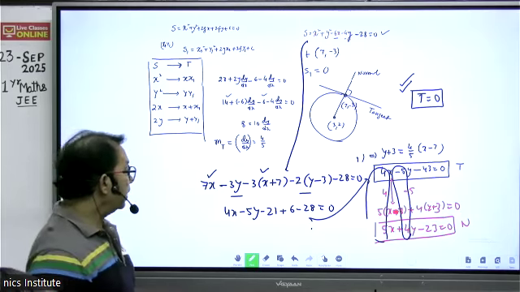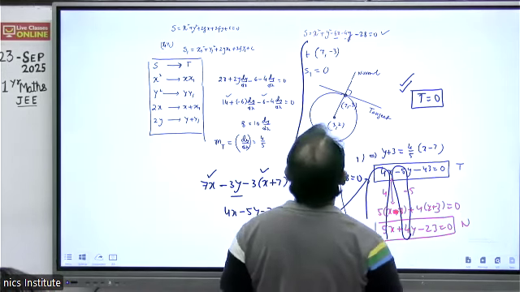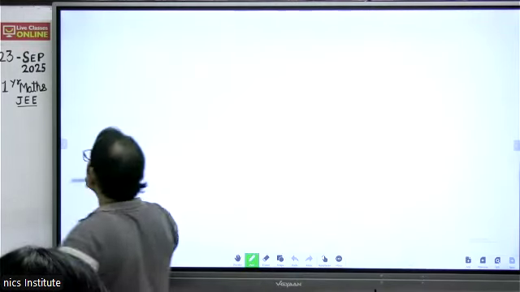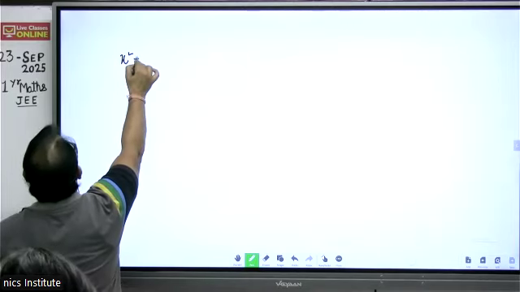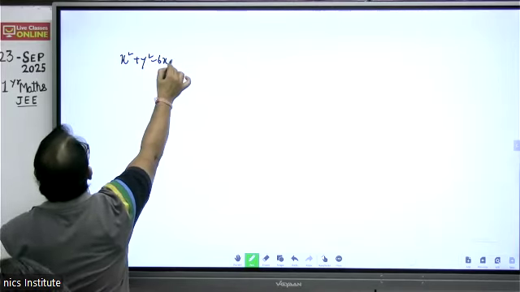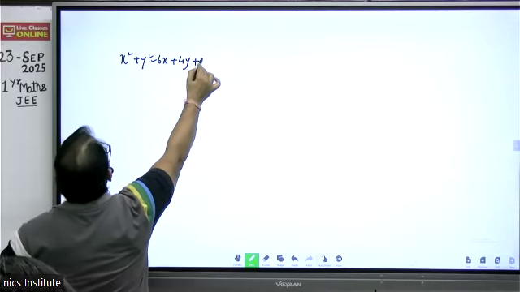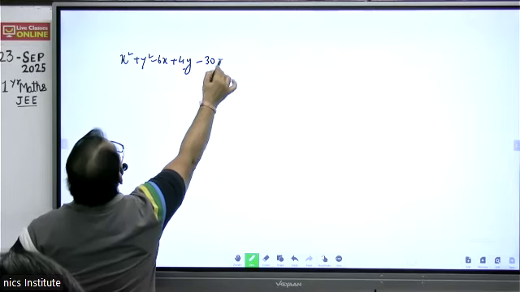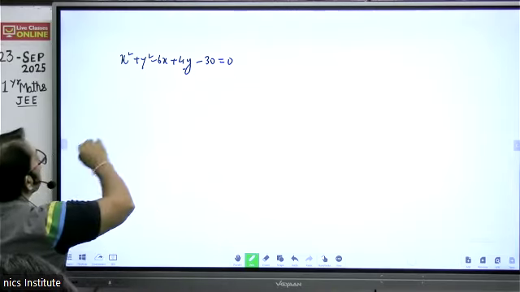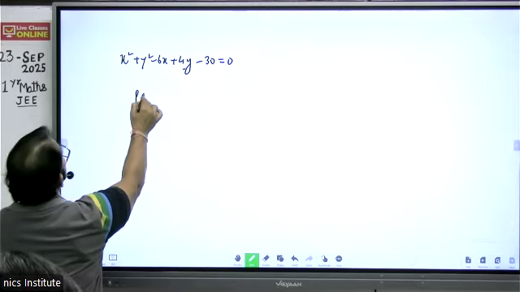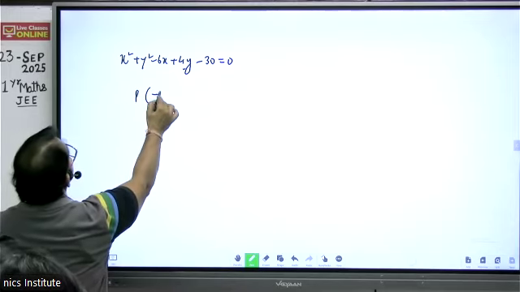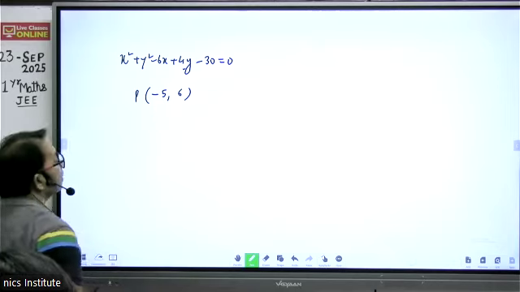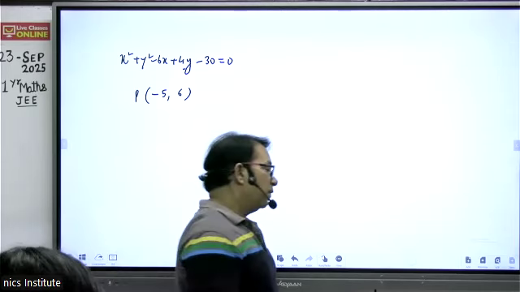Then what if the point is outside the circle? Next, the last situation, x square plus y square minus 6x plus 4y minus 30 is equal to 0. Suppose this is the circle. And there's a point which is minus 5 comma 6. Find the position of the point with respect to the circle.